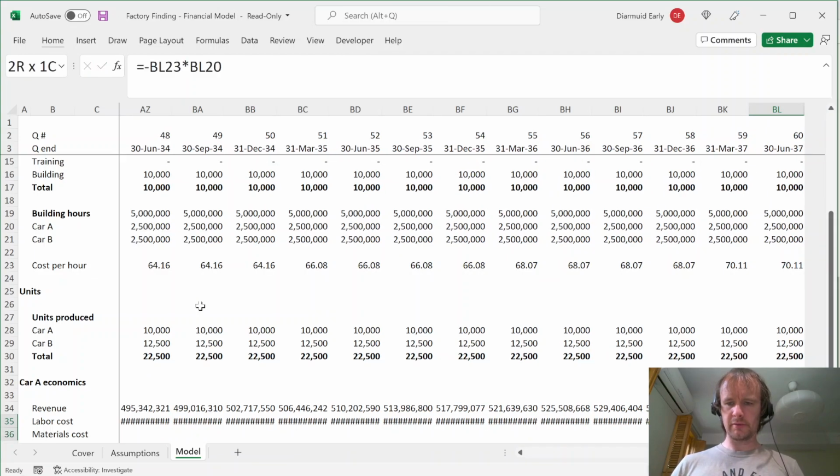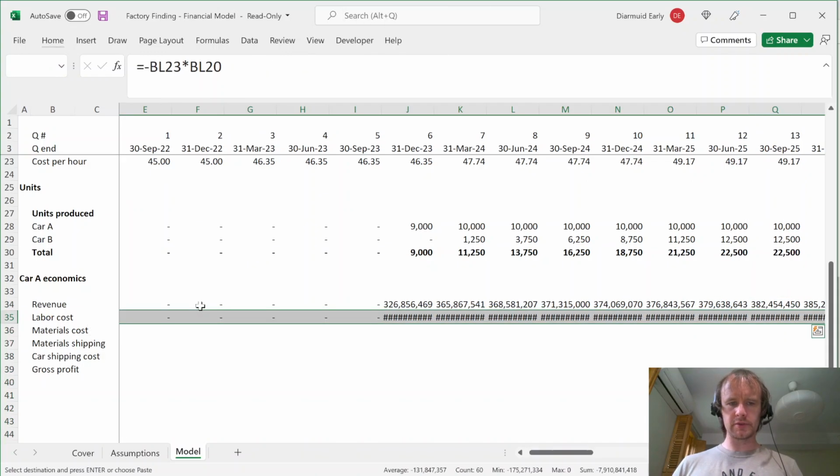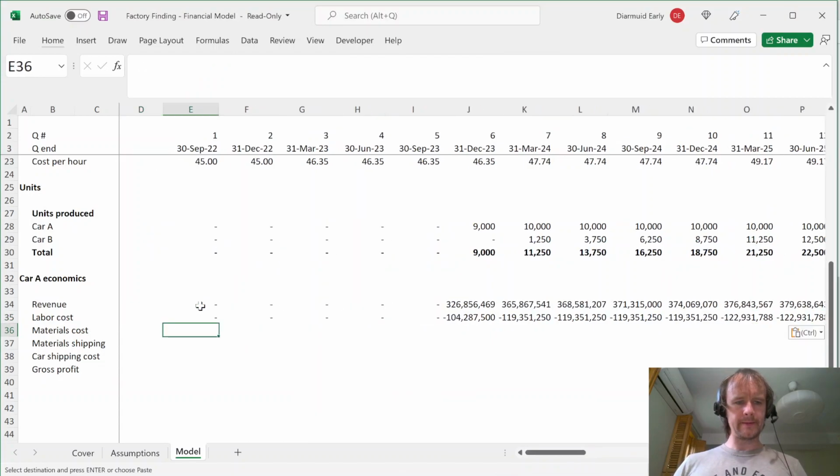Sorry, I'm behind my face again. Let's zoom down. So I'm just going to come over here to open out the columns and fit that again.